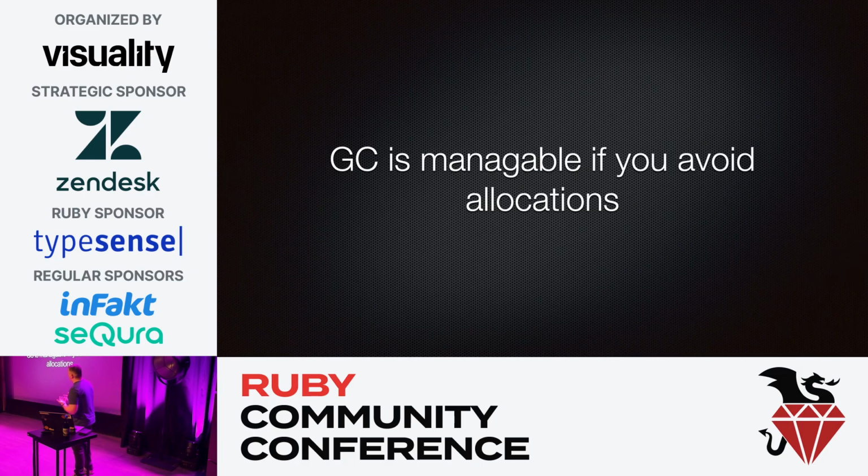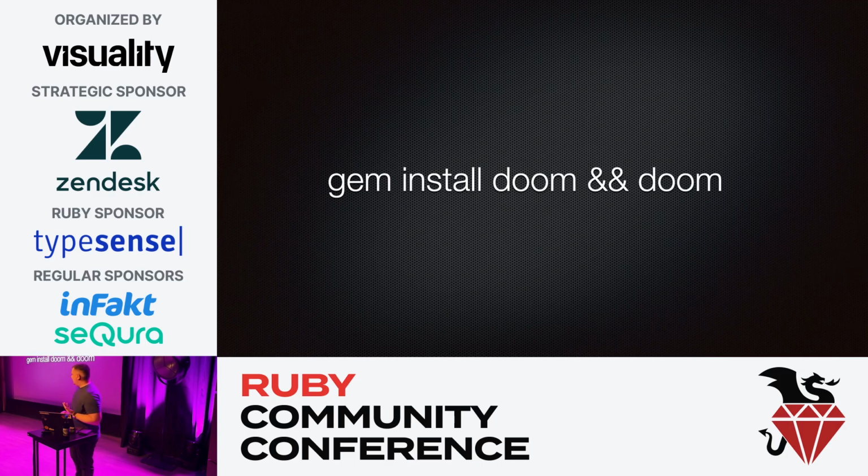manage GC if you avoid all allocations, so everything has to be reused. It's a very different pattern, so it's an interesting problem in writing these things. And it's just fun to do gem install Doom and then Doom, and it just works. This actually downloads the shareware version of Doom, so it's completely legal.